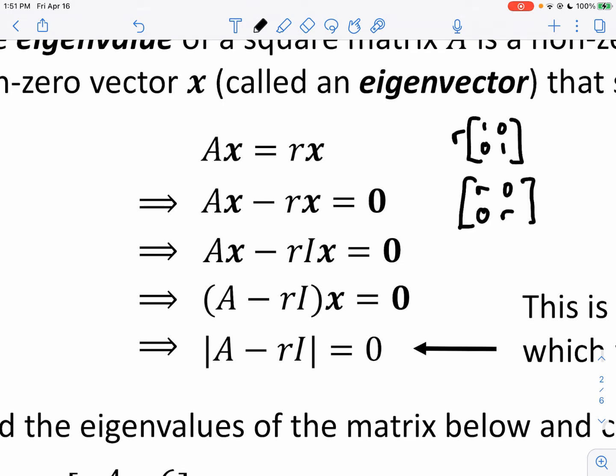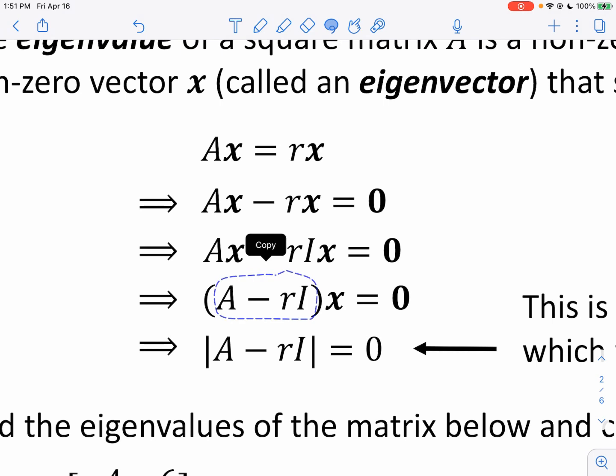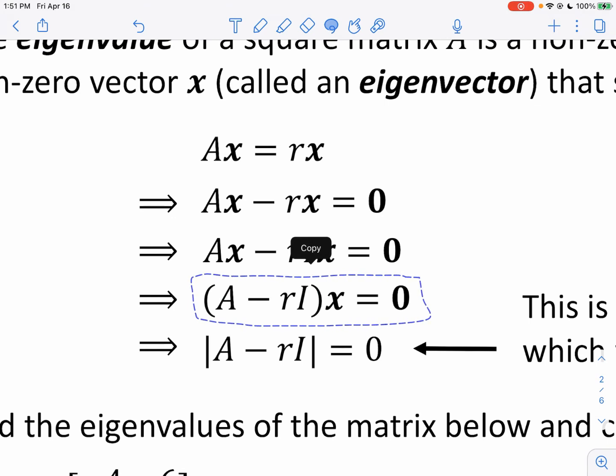You just have r's on the main diagonal. So this would be r times I. And it creates an operation here that is meaningful. It's a matrix minus a matrix. Okay, so what we're doing is we're trying to really figure out the values of r and the values of x, the vectors x, that make this statement true.